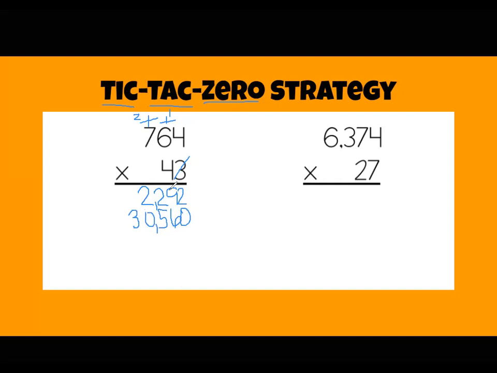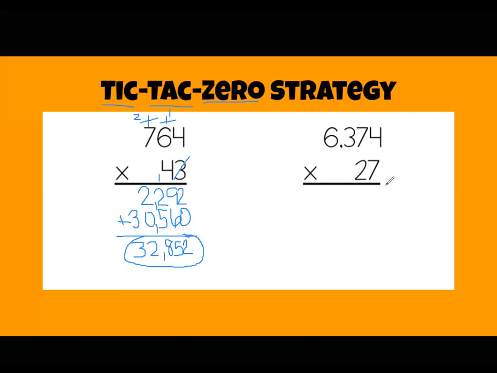So now we have a row of partial products for multiplying by our ones, a row of partial products for when we multiply by our tens. Now we need to add the 2 together. 2 plus 0 equals 2. 9 plus 6 is 15. 5 plus 2 is 7, plus 1 is 8. 2 plus 0, and then bring down our 3. So our final product is 32,852.